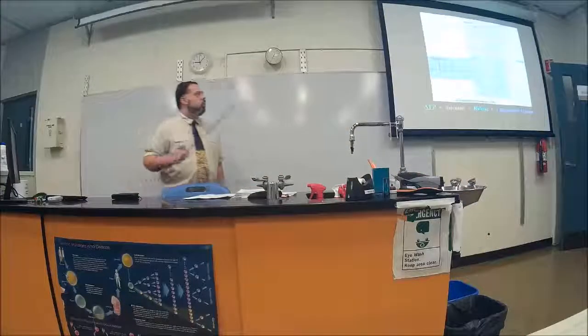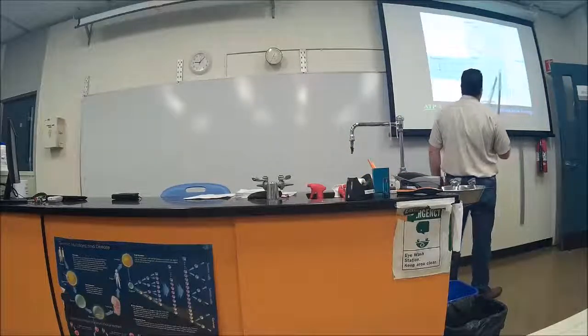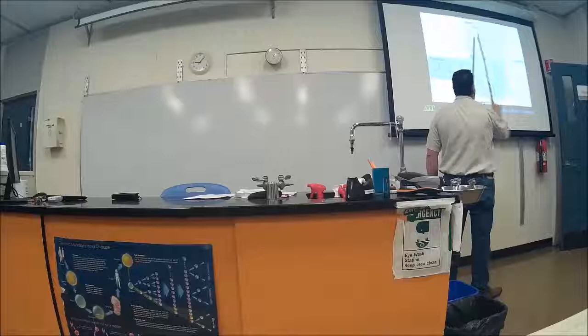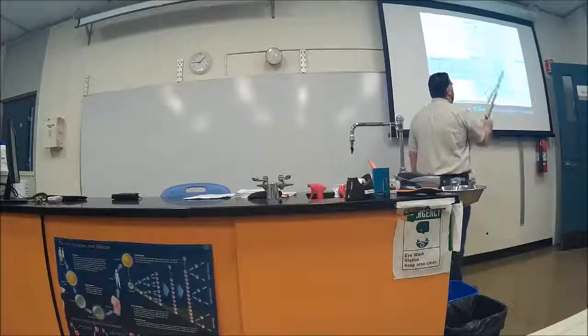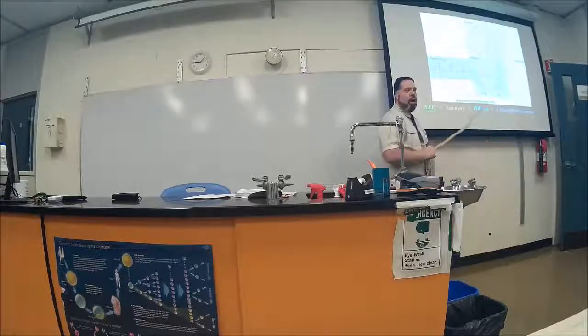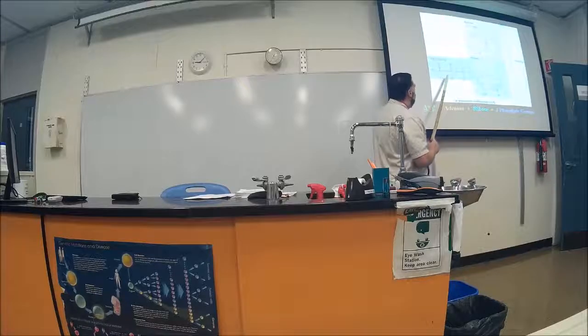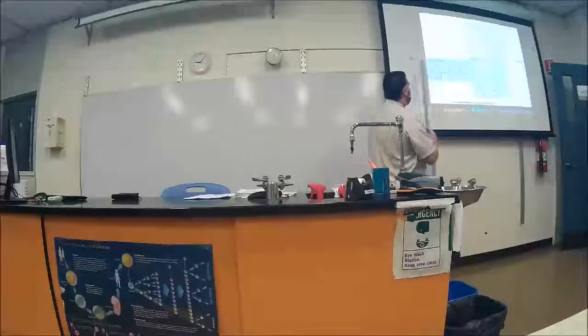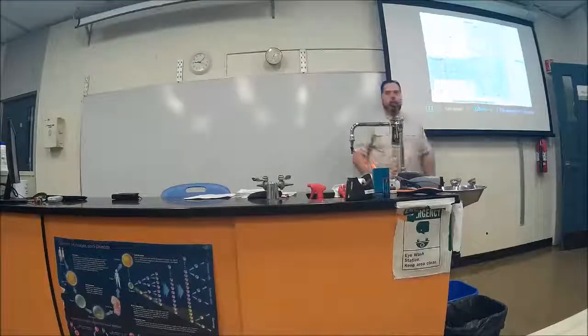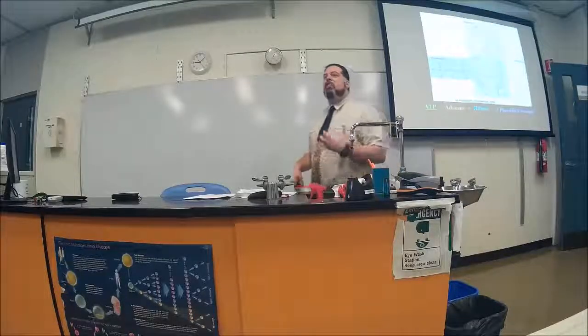So simply the structure here. Here you got the adenine, the base. Here you have the sugar, the ribose, and then you're going to have the triphosphate, 3 phosphate groups. When we break up this, and that phosphate comes off, it releases a ton of energy. Now that ATP becomes ADP.